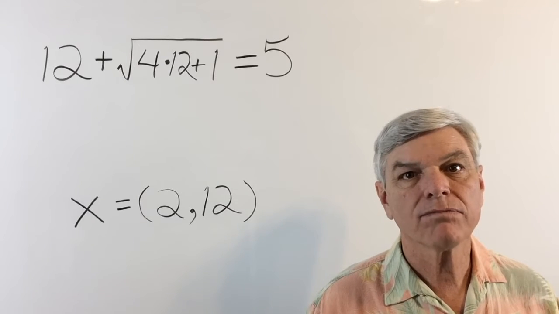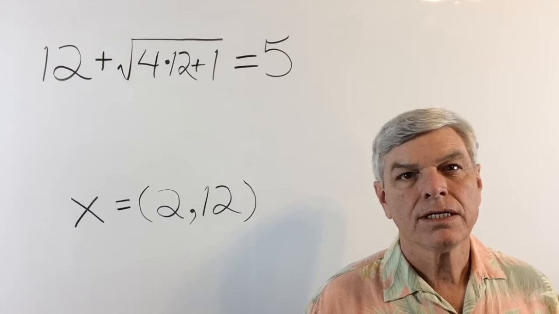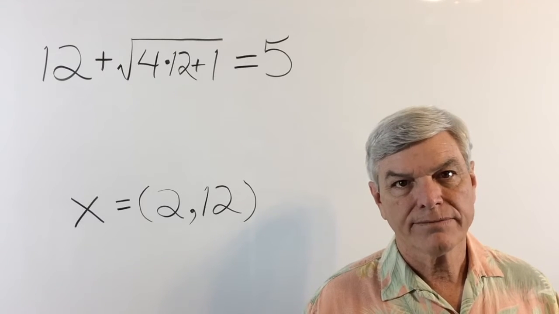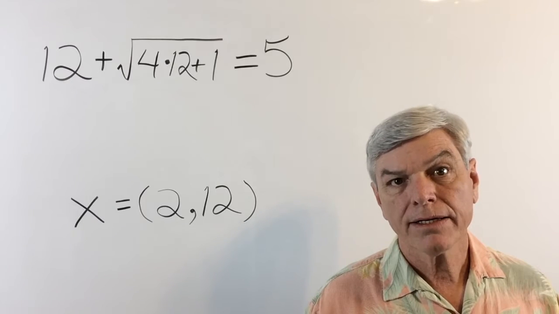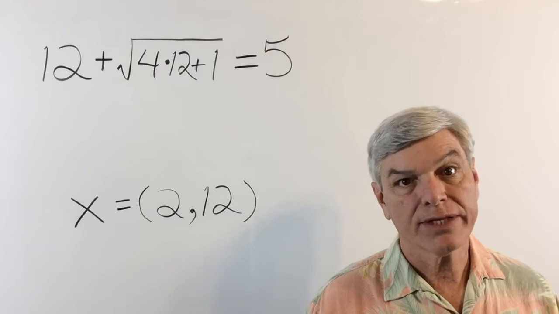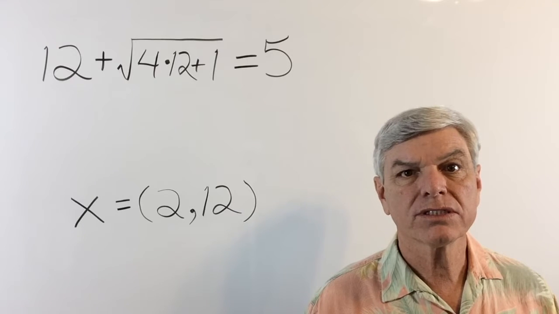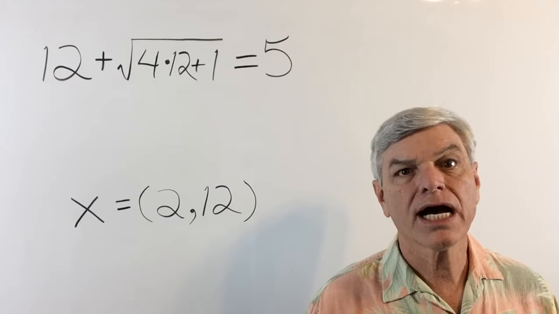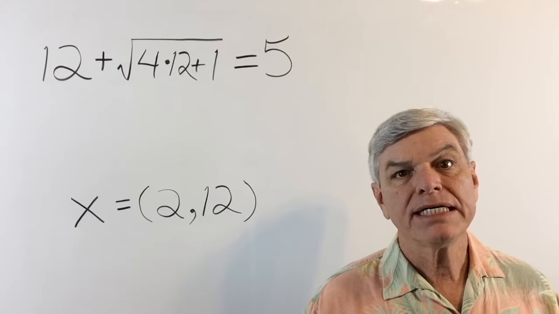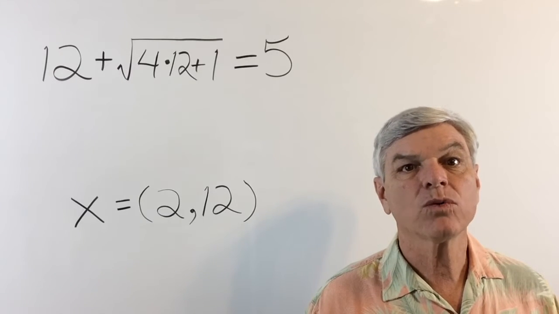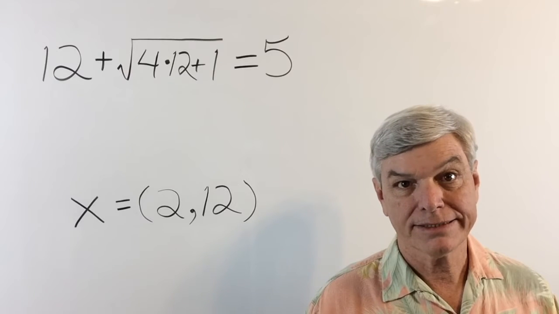Okay, now we have 12 plus the radical. In the radical, we have 4 times 12, that's 48. 48 plus 1 is 49. Well, that's good, because we know that 49 is a square. So what's the square root of 49? That would be 7. So 12 plus 7 equals, yikes.